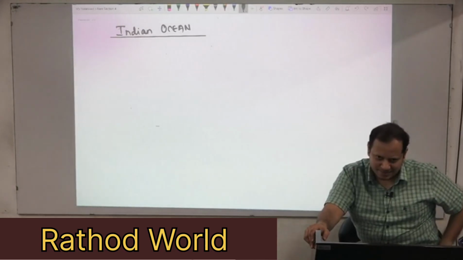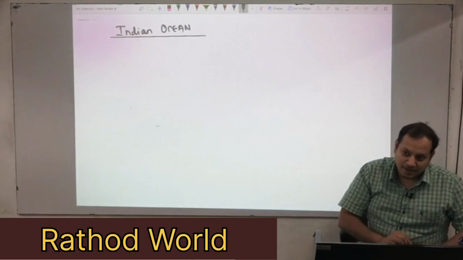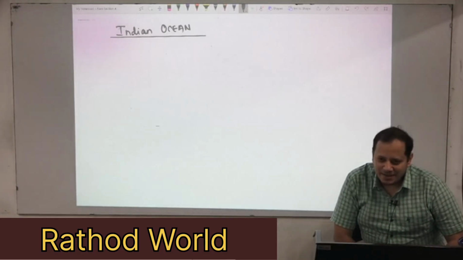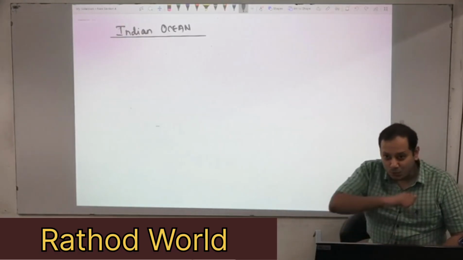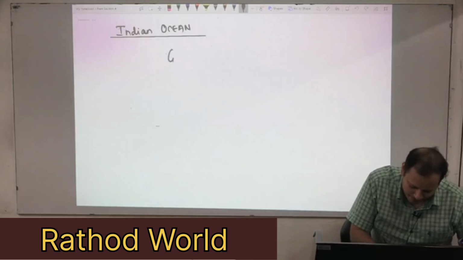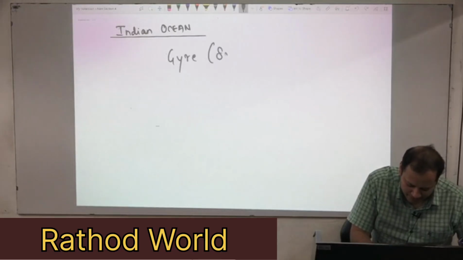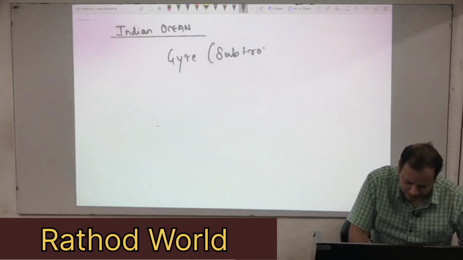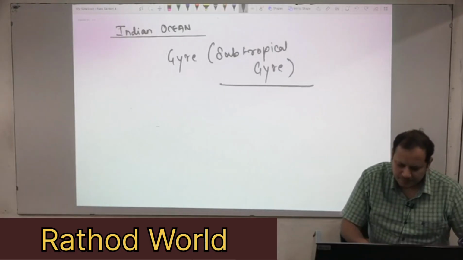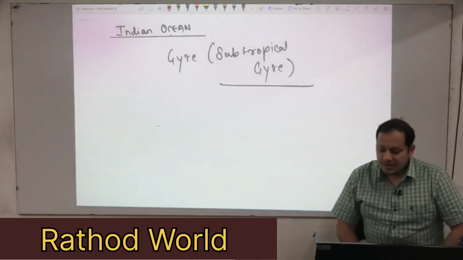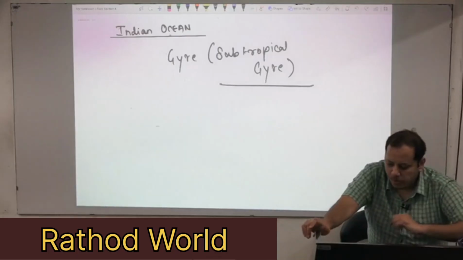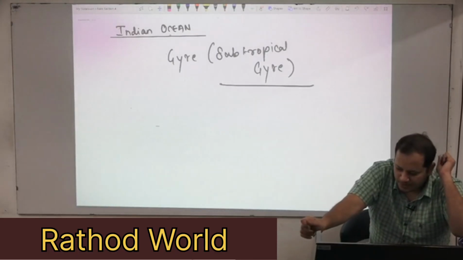And hence a gyre, meaning cold currents and warm currents that form a circle, a gyre, and the subtropical gyre, is absent in the North Indian Ocean.